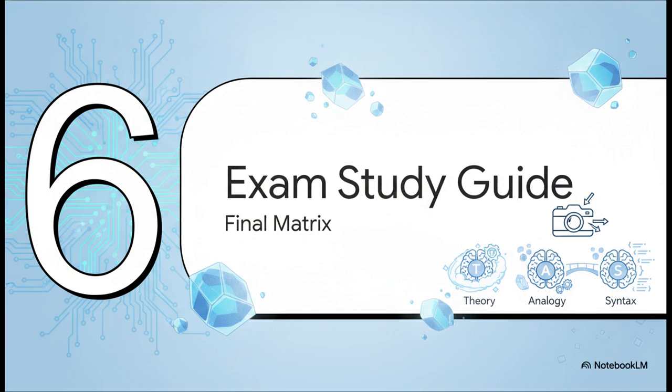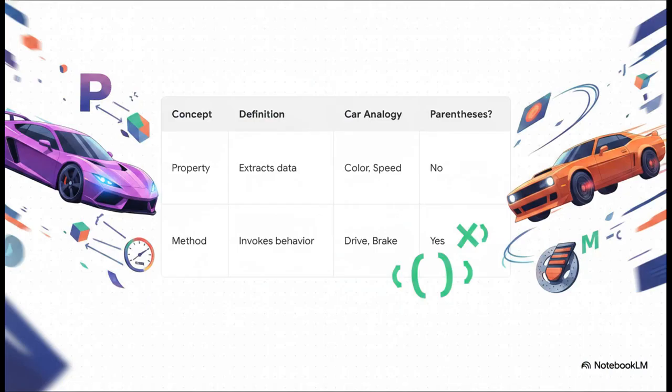Finally, Part 6, the Exam Study Guide. We've covered the theory, the analogy, and the syntax. Get ready to mentally screenshot this final wrap-up matrix. Let's walk through it row by row to permanently lock this into your brain. First row, a property. Its definition is that it extracts static data or information. In our car analogy, this is the color or the max speed. And the crucial syntax question, does it require parentheses?